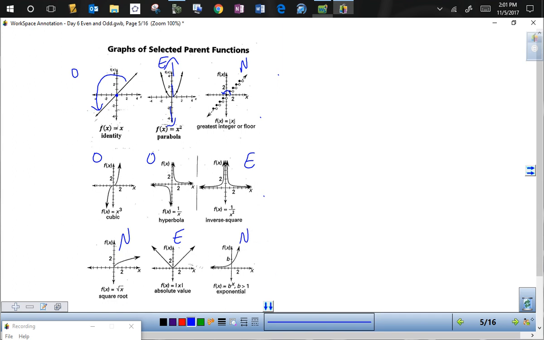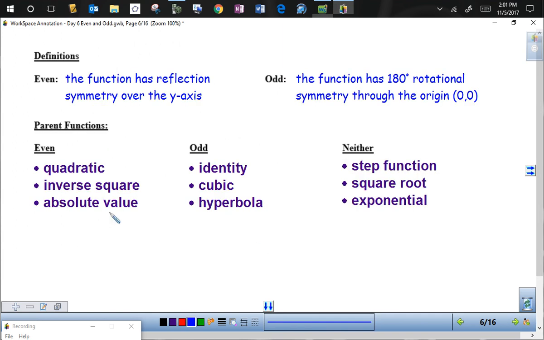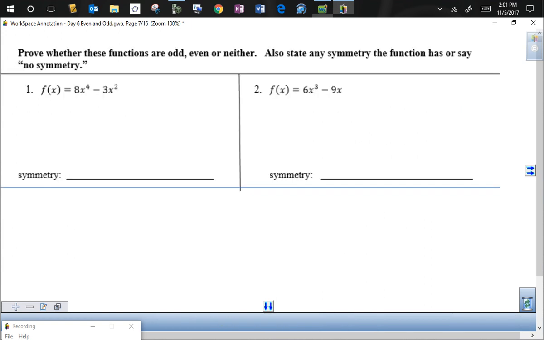Take a minute and make sure you get each of these examples, their names, listed under the even, the odd, and the neither on your class examples here. Flipping over to the back side, I told you the point of this lesson was proofs. We're going to prove algebraically whether functions are odd, even, or neither.